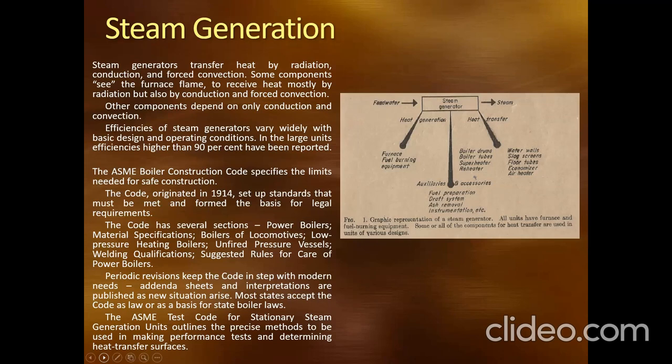Periodic revision keeps the code in step with modern needs. Addenda, sheets, and interpretations are published as new situations arise. Most states accept the code as a law or as a basis for state boiler law. The ASME test code for stationary steam generating units outlines the precise method to be used in making performance tests and determining the heat transfer surfaces. And ito yung rules sa testing.